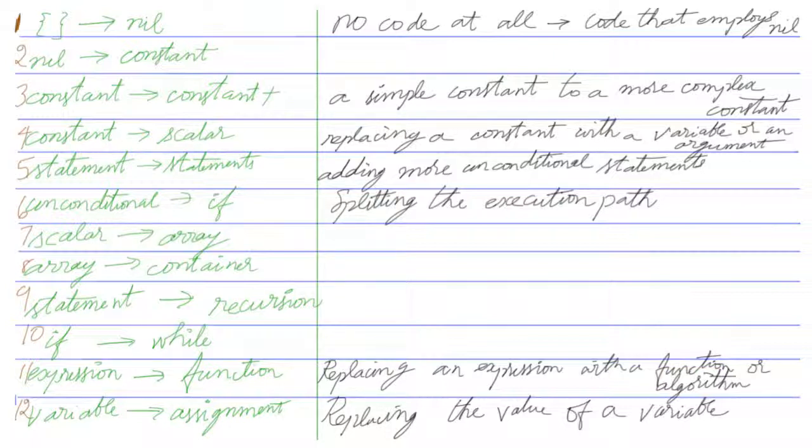Seven, we go from scalar to an array. Eight, we go from array to a container. Nine, we go from statement to recursion. Ten, we go from if to a while. Eleven, we go from replacing an expression with a function or an algorithm. Number twelve, we replace the value of a variable with an assignment.